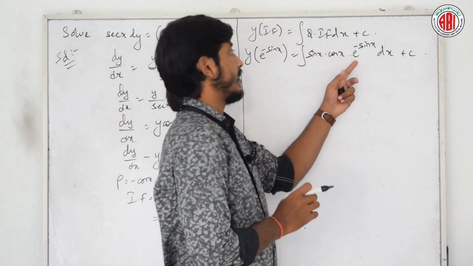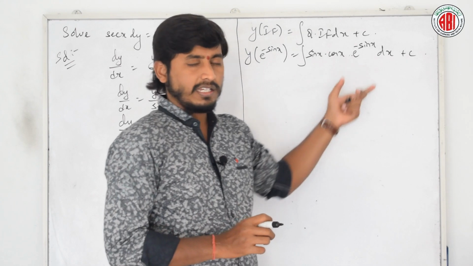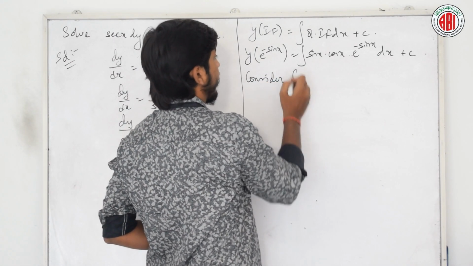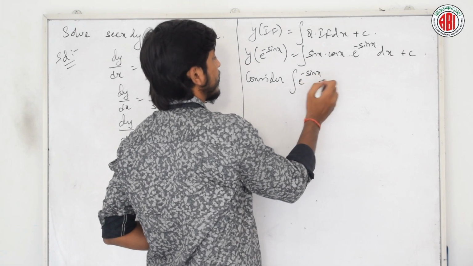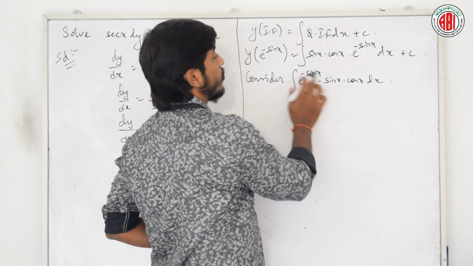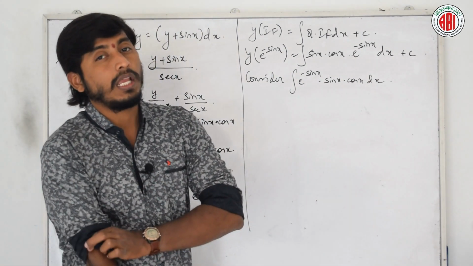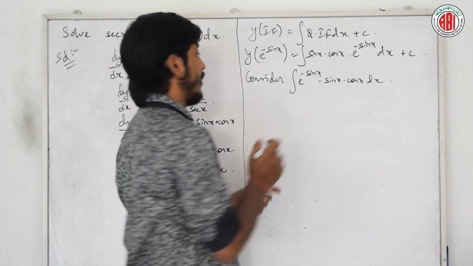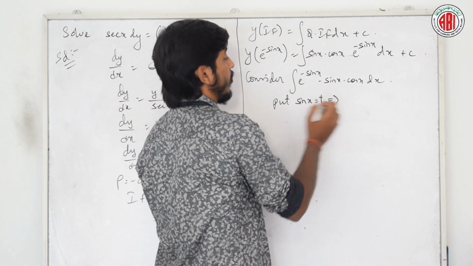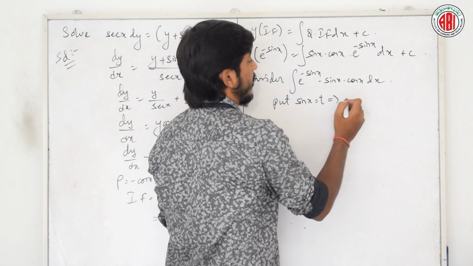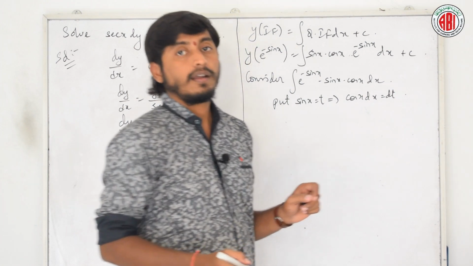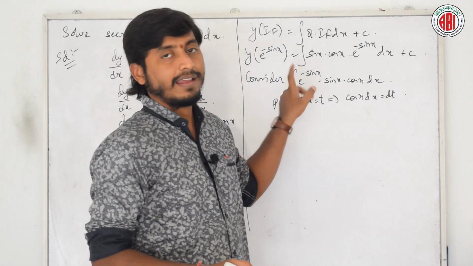So just consider this particular integration and we'll solve this. Consider integral e power minus sin x into cos x dx. So can I put sin x equal to t? Yes, right. So put sin x equal to t. What do I get here? This will be cos x dx is equal to dt. So let us substitute the same thing there and simplify.